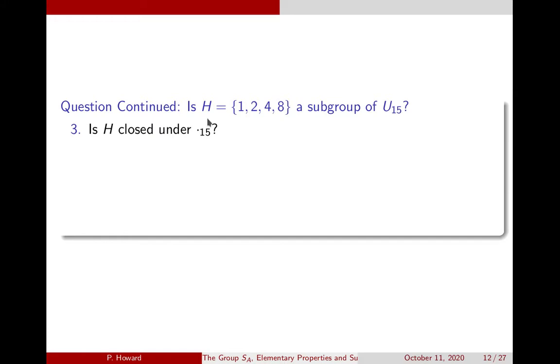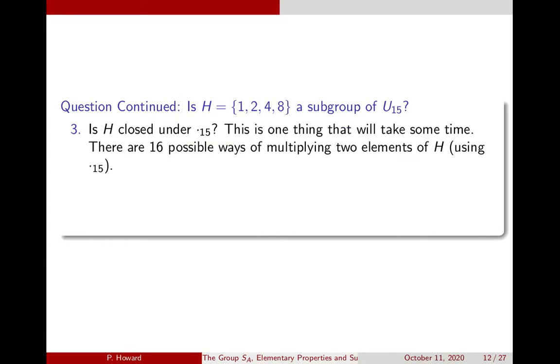Okay, we're continuing with the same question on a new slide. Is H closed under times sub 15? This is the part of the question that might take a little bit of time to answer. We have to verify that if you take any 2 elements of H and multiply using times sub 15, the answer is still an element of H. And there are 16 possible ways of multiplying 2 elements of H if you take order into account.